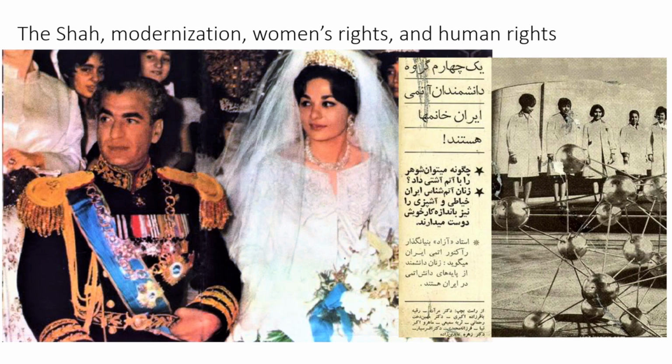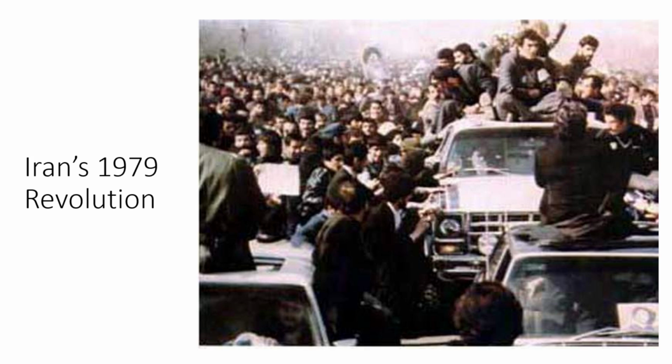At the same time, though, he also consistently violated human rights. If you were an opponent of his regime, you could find yourself arrested, interrogated, tortured, and even killed. So the Shah was a very complex person, right? On one side, he supported modernization and women's rights. On the other side, he was quite willing to use a lot of violence against people who disagreed with him. Eventually, this led to a revolution in 1979 in which he was overthrown and forced to flee the country.